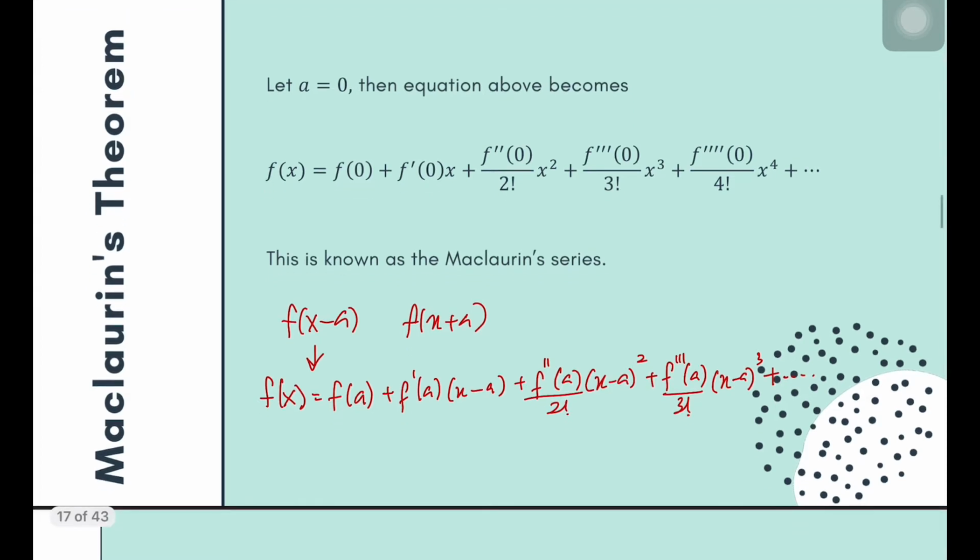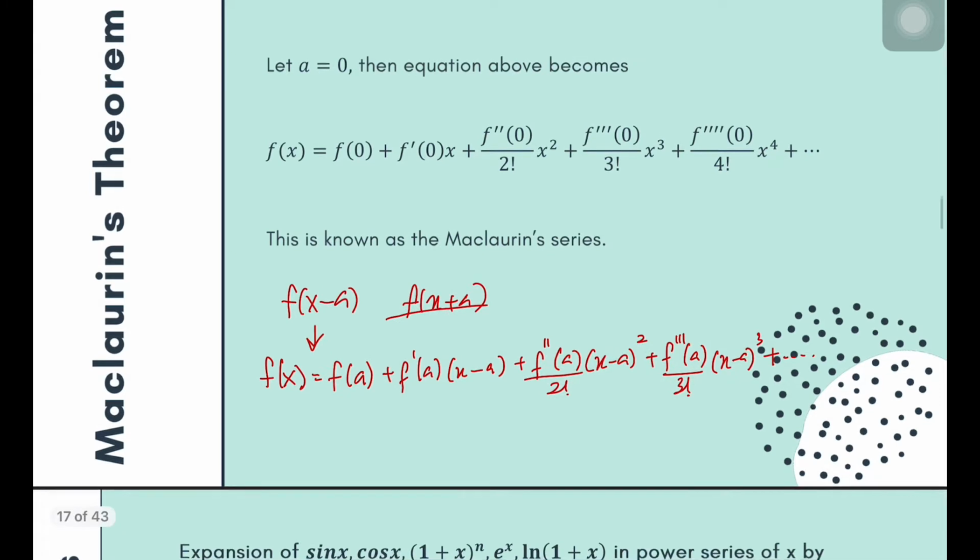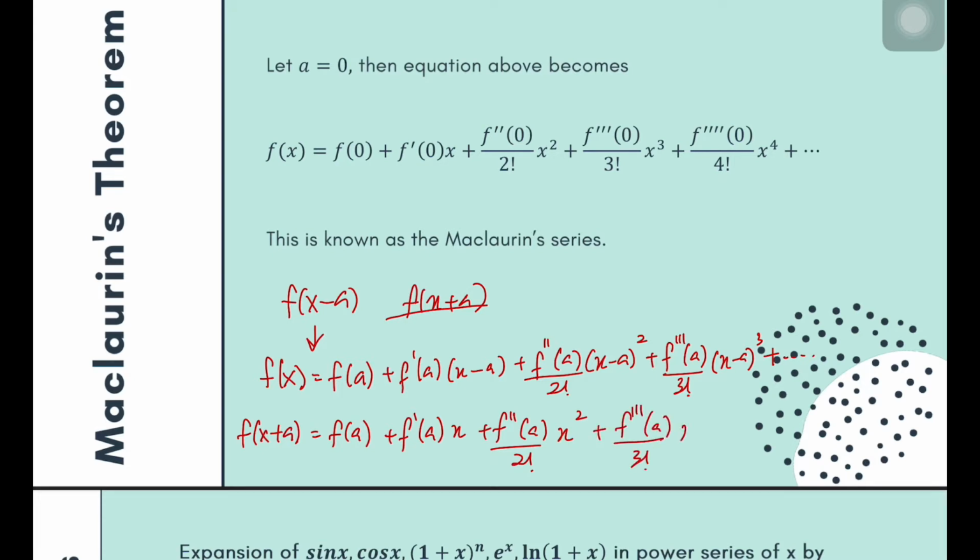And if we have the function in the form of f(x plus a), the expansion by using Taylor's theorem will be f(x plus a) equal to f(a) plus f prime a x plus f double prime a divided by 2 factorial x squared plus f triple prime a divided by 3 factorial x cubed plus dot dot dot, because this one is the infinite series.